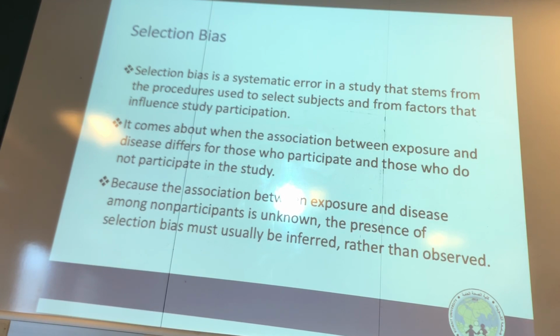And then the thing is, that's because what? Because in this sense, the association between exposure and the outcome in the non-participants will be unknown, and the reason for selection must usually be inferred rather than observed. So sometimes selection bias becomes a problem and you cannot help it, and that's why you need to emphasize selection bias. Sometimes it is in the study itself, and you see it in many studies. I have even published many studies in which there is an inherent selection bias.